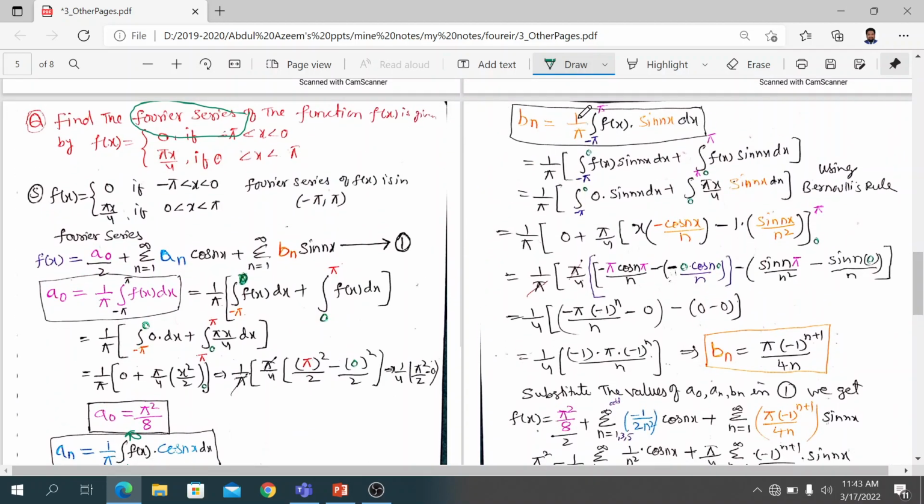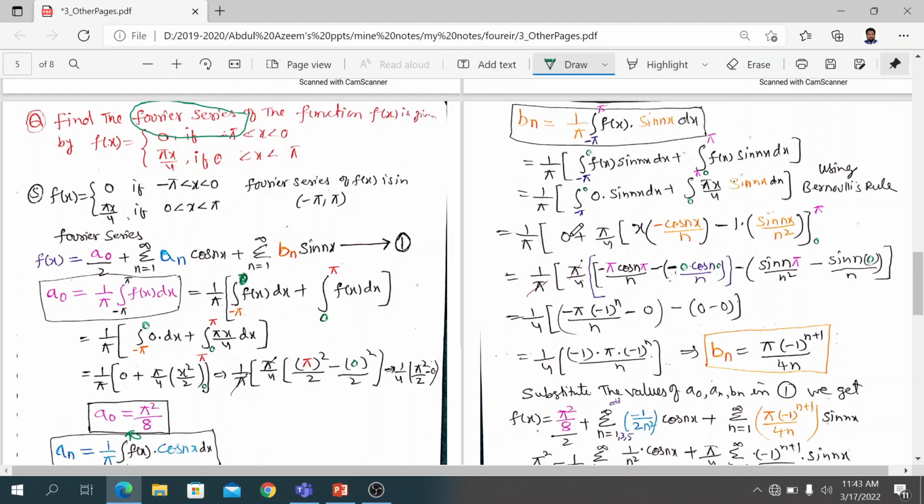Now b n. The b n formula is 1 by pi integration minus pi to pi f of x sin nx dx. 1 by pi outside as it is. I am writing minus pi to pi as integration minus pi to 0 f of x sin nx dx plus 0 to pi f of x sin nx dx. What is f of x between minus pi to 0? It is 0, into sin nx dx, plus f of x equals pi x by 4 times sin nx dx.